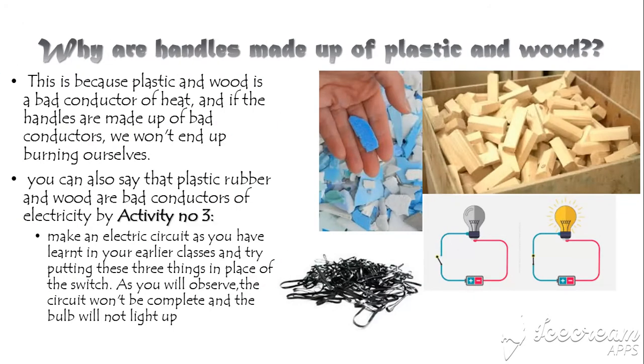Why are handles made up of plastic and wood? This is because plastic and wood are bad conductors of heat, and if the handles are made up of bad conductors, we won't end up burning ourselves. You can also say that plastic, rubber, and wood are bad conductors of electricity, by activity number 3.